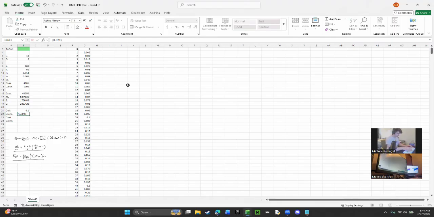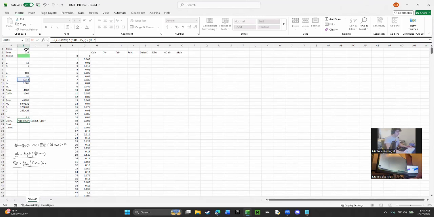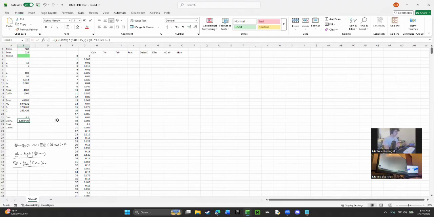And now we're going to multiply this by our pascals, equals, sorry, I don't think I said this equals. And then we're going to divide by our gas constant, which I have as R, and then we're going to multiply this by the temperature coming in. And now we have the density of the air.